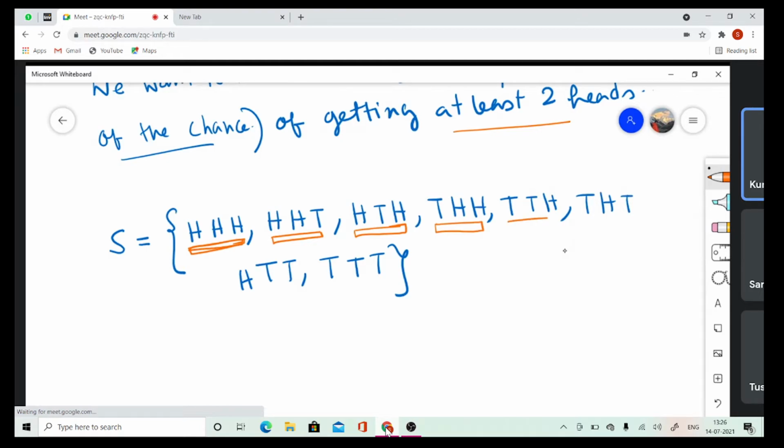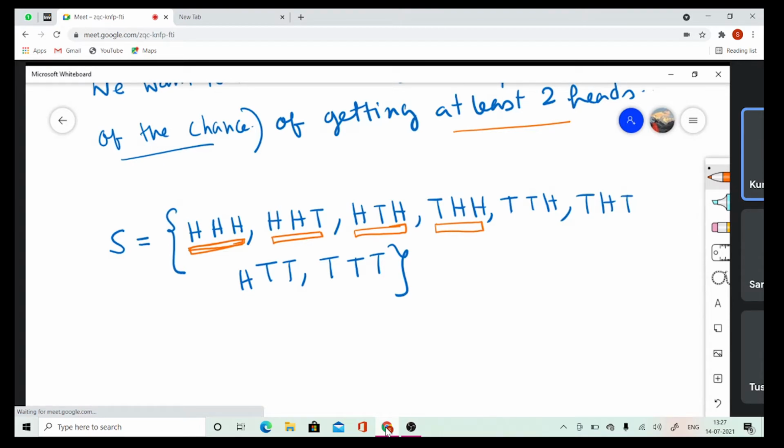Now TTH, if we get TTH, is this our favorable event? Because in TTH, we have only one head. But we are looking for at least two heads. So TTH is not our favorable event, right? Now, the classical definition says if the sample space is finite, okay? If the sample space is finite and all the members inside the sample space are equally likely to occur.